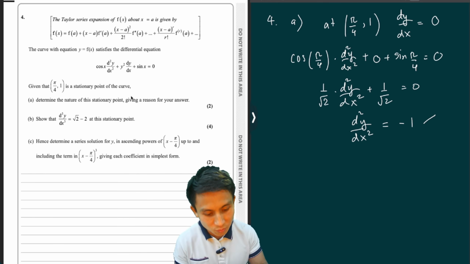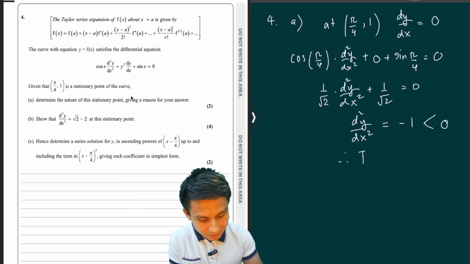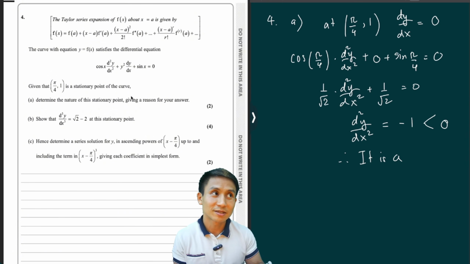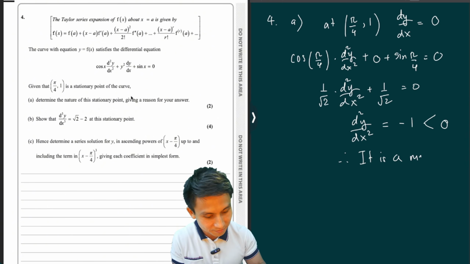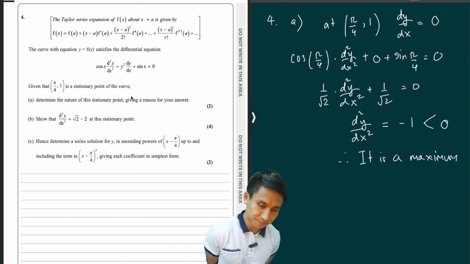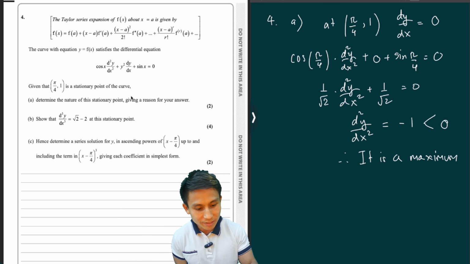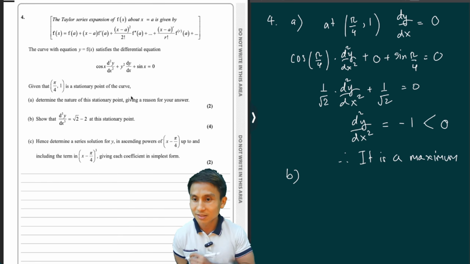Because minus 1 is less than 0, therefore it is a maximum, isn't it? Yeah, maximum. Yeah, because the rate is decreasing. Yeah, it's a maximum. That's the nature of a turning point. And we already state the reason here because the second derivative is less than 0.